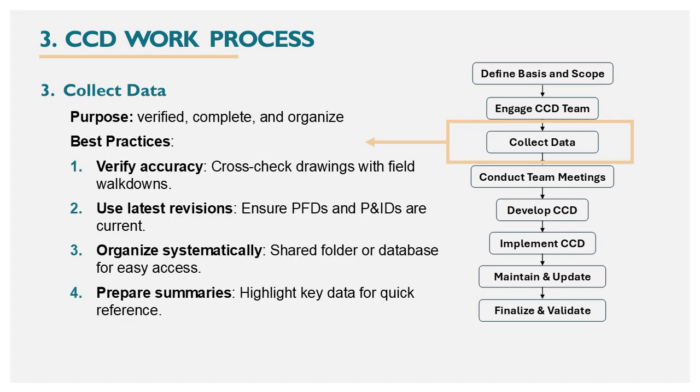Work process number 3 is collect data. The purpose is to provide verified, complete, and organized data to support CCD development and ensure alignment with RBI, IOW, and PSM programs. Here are the best practices in collecting the data. Number 1, verify accuracy. Cross-check drawings with field walkdowns. Number 2, use latest revisions. Ensure PFDs and P&IDs are current. Number 3, organize systematically, with a shared folder or database for easy access. And number 4, prepare summaries. Highlight key data for quick reference.